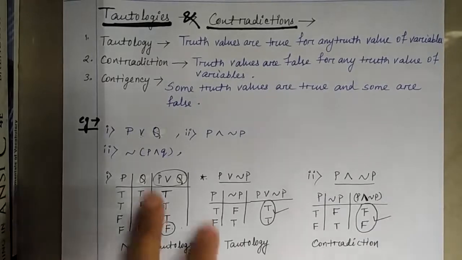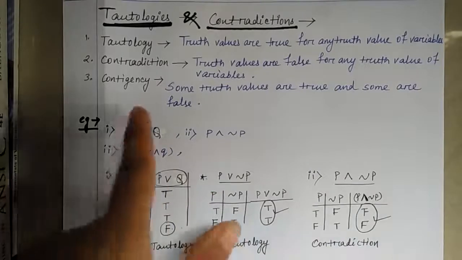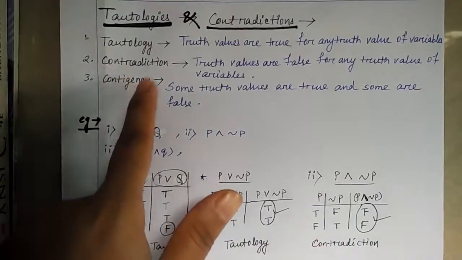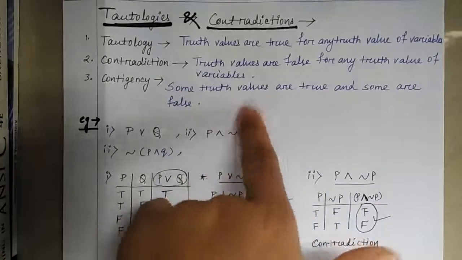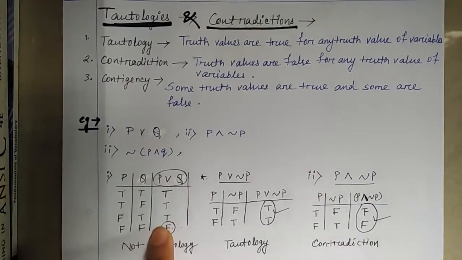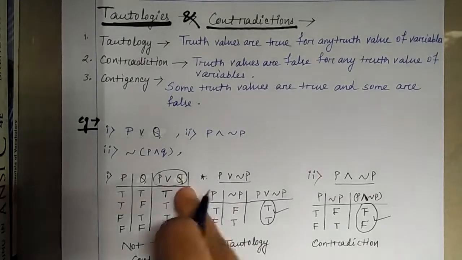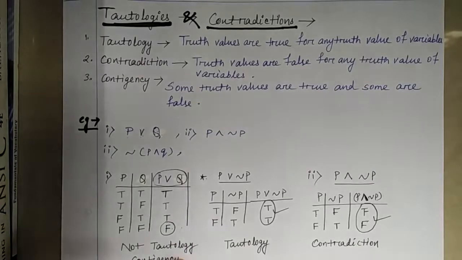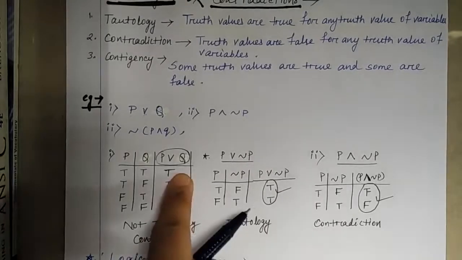Now, the third example is negation of P and Q. And the third definition is contingency. Contingency is if some of the truth values are true and some are false, that is called contingency. In the first one, we have seen that three are true and one is false. So it is a mix of true and false. So we can call this contingency. If it is asking whether it is a tautology or not, you should say it is not a tautology. If it is asking contradiction or not, you should say it is not a contradiction.